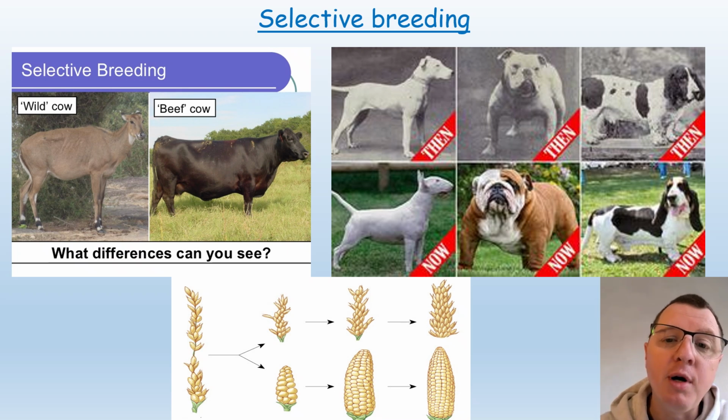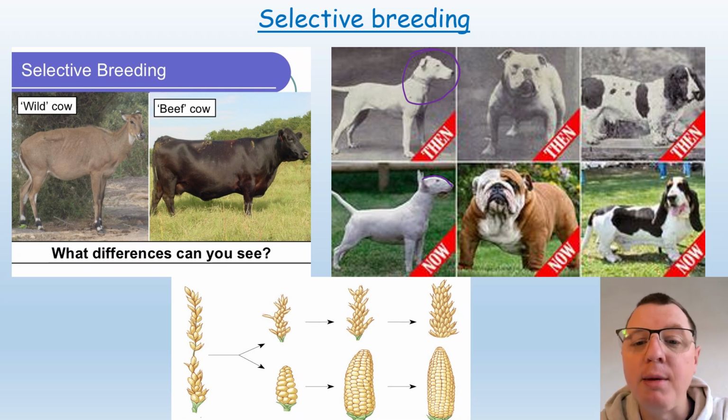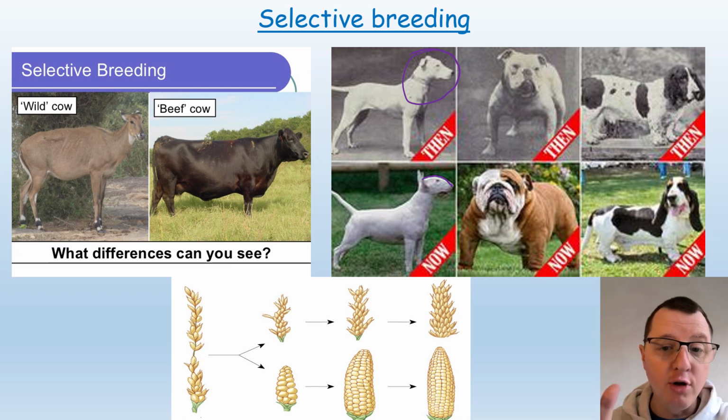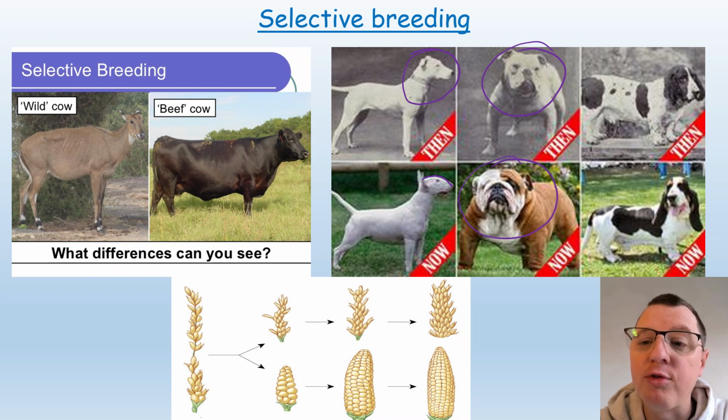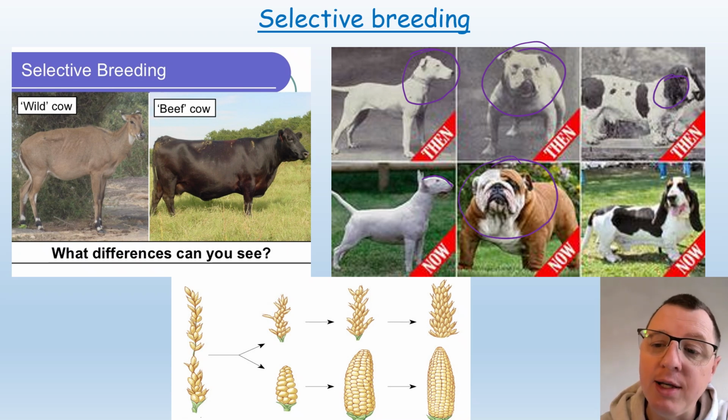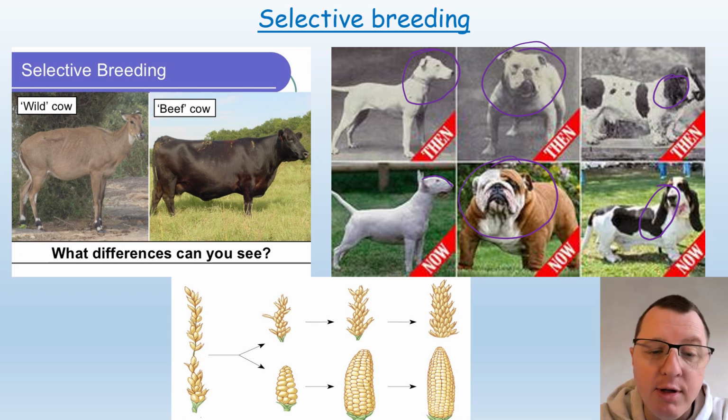For example, the pit bull dog here from the 1800s compared to a modern day pit bull, which has a much more sloping skull shape. The British bulldog, which now has many more folds of skin, and the basset hound, whose ear length has massively increased. But it's not just dogs or pets that we can do this with.